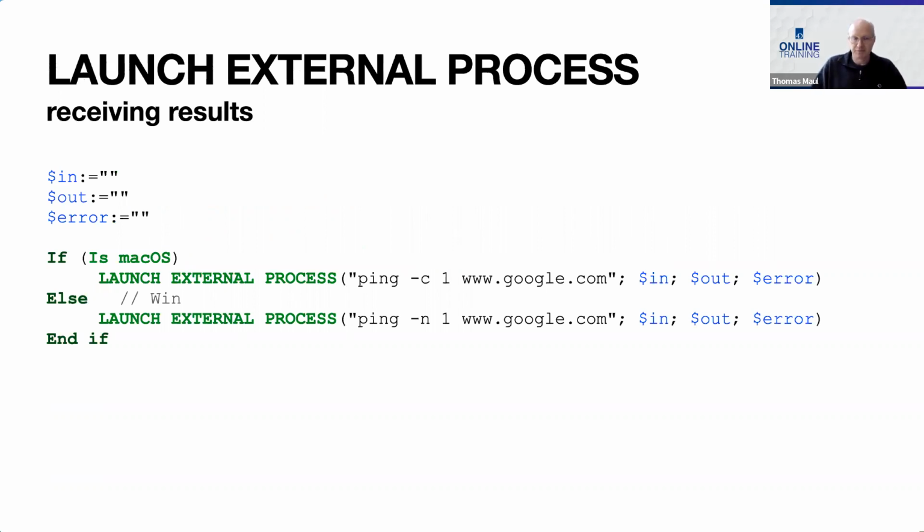Here now another example with launch external process, not launching a visible application, but running a terminal or console application. Here, simply doing a ping. If you run such an application, we might have up to three parameters: the parameter passed to it, here empty, the result which you receive, variable out, and a third parameter to receive possible errors. For this example, it is quite similar on Mac and Windows.